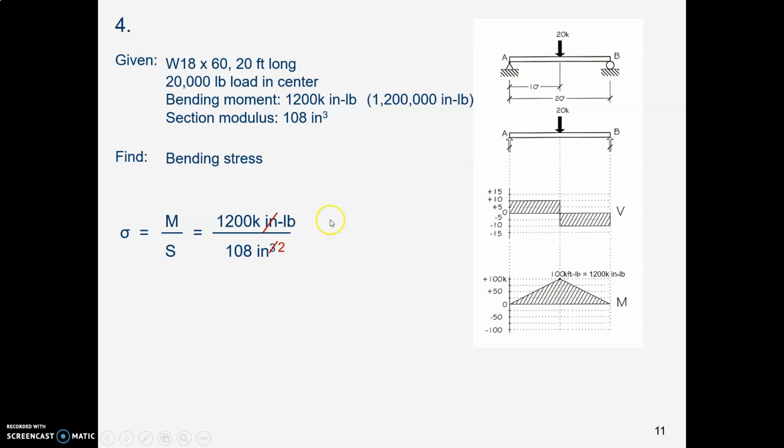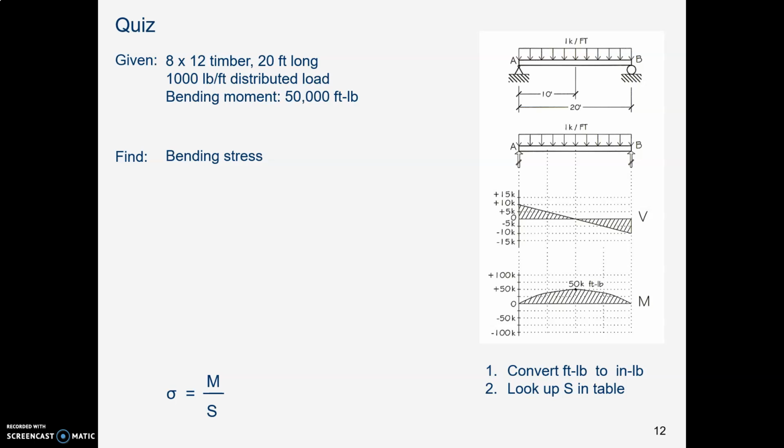Oh, looky there. Does that sound familiar? Pounds per square inch. What we just found was stress. Pounds per square inch, PSI. And this number here will be how big your bending stress is in PSI. Yay! Let's try another one.